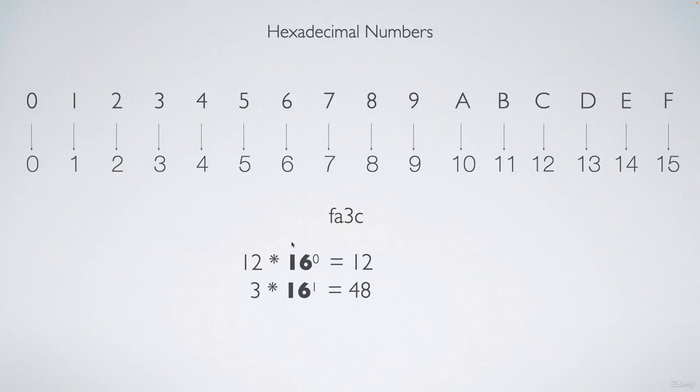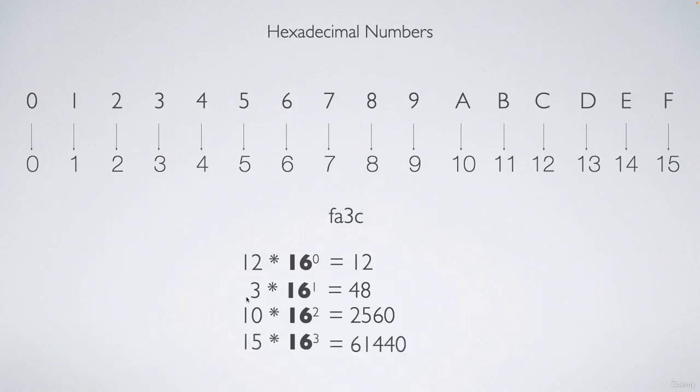What number should we now use for the third one? What A is? Well, if we take a look here, A is 10. So we're going to take 10 and multiply it by 16 to the power of 2, and this is the result. And now let's take our last character in the number, which is F. So we're going to take 15, because if we take a look here, F is 15. So 15 times 16 to the power of 3, which is this number.